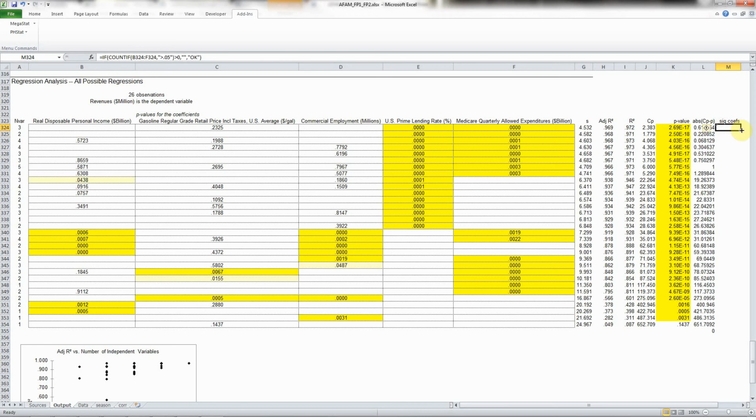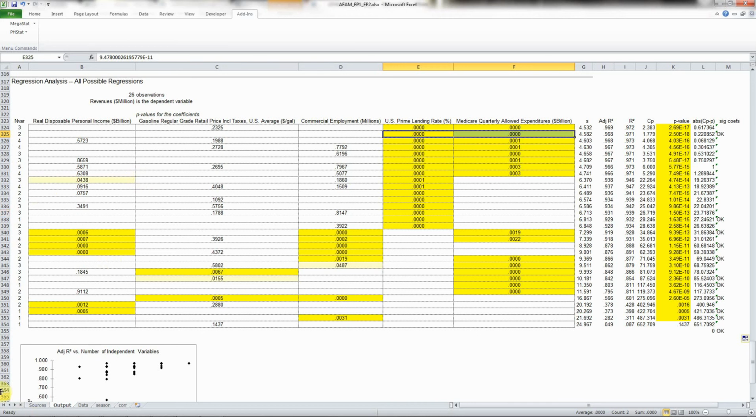And you see that it will put an OK if all of them are significant. So my first candidate model that has a good Cp minus p, a low Cp minus p, is this one right here, and has all significant coefficients. And the next best one seems to be down here and has a significantly higher Cp minus p. So this is probably the best one to look at right away. And notice it only has 2 variables, which is nice.